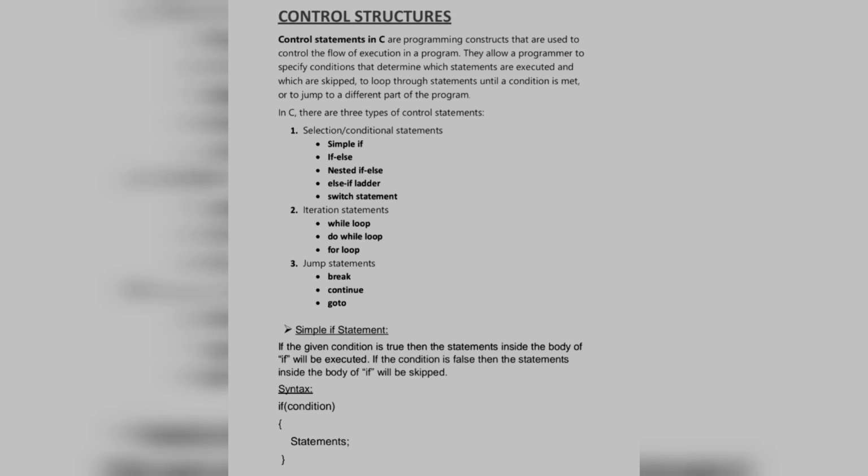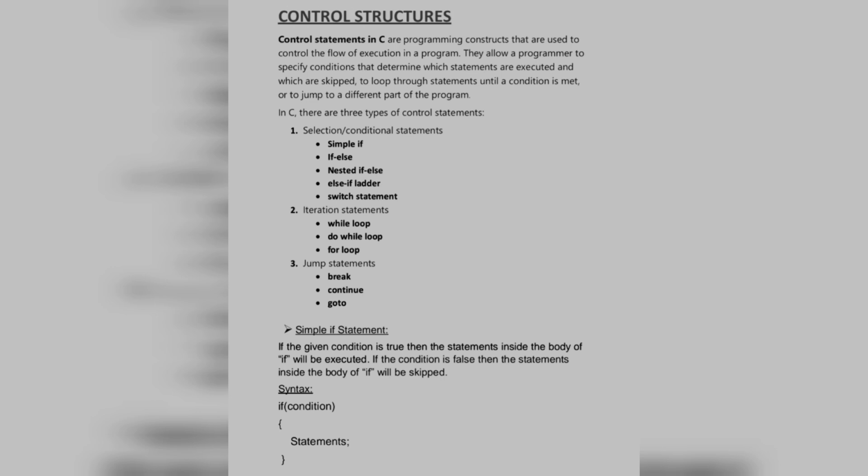In C, there are three types of control statements. The first one, selection or conditional statements. In that we have simple if, if else, nested if else, else if ladder, and switch statement. The second one, iteration statements. In that we have while loop, do while loop, for loop. And the third one, jump statements. We have break, continue, and goto.